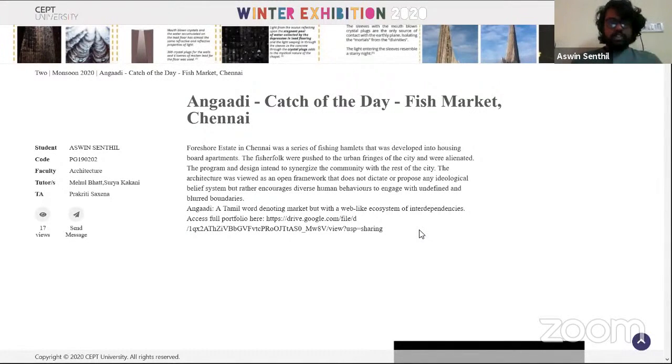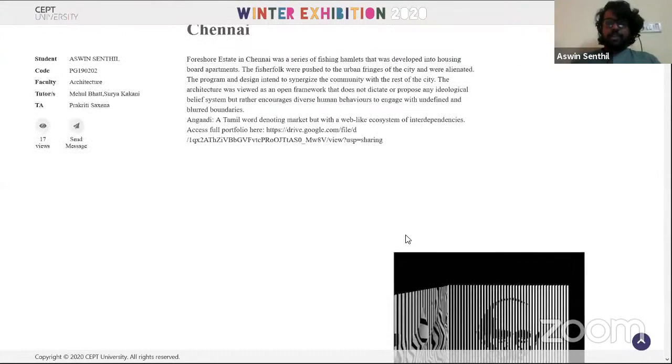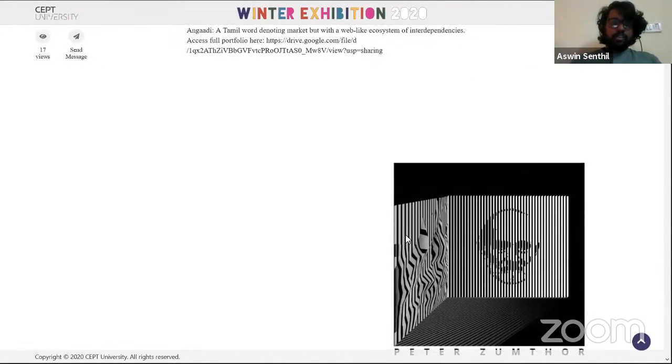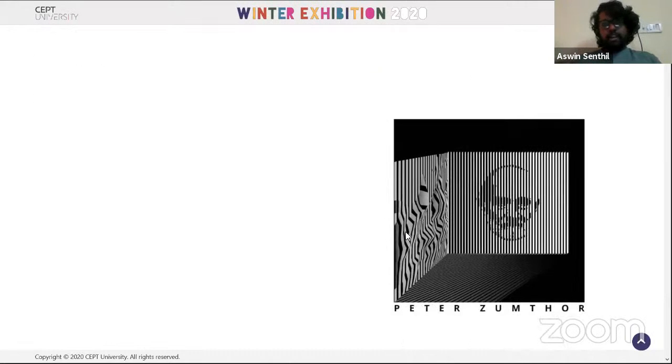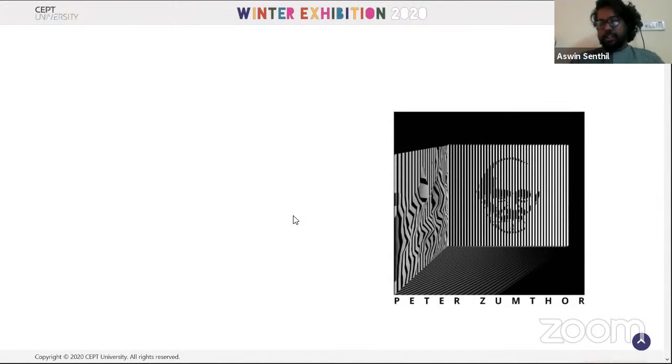It's an estate called Sportshore Estate, which was a series of fishing hamlets that was developed into a series of housing board apartments. I'll get into it in detail, but initially the first exercise was for us to look into understanding architectural manifestos of various architects. Mine was to look into Peter Zumthor. If you can go to the next slide.